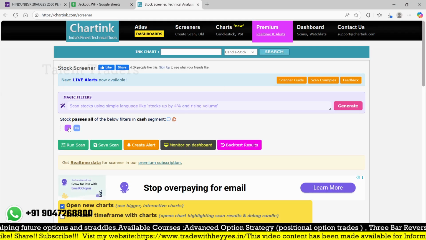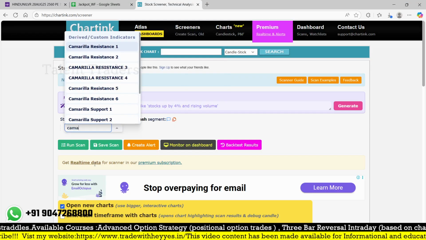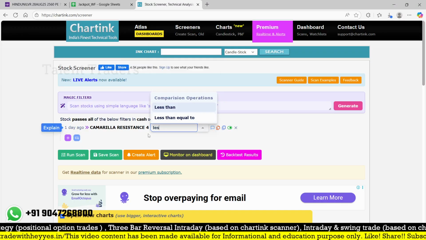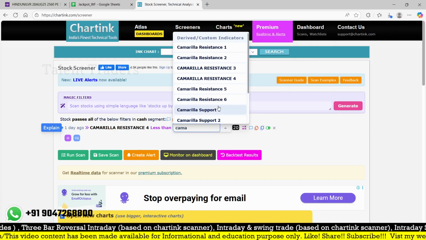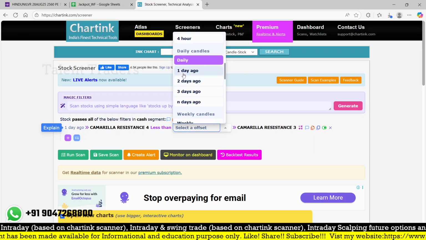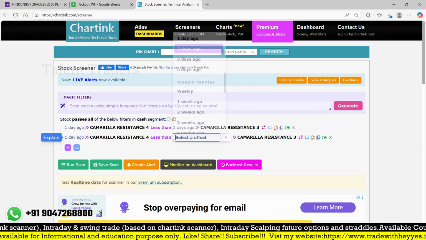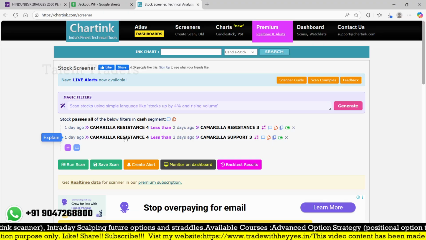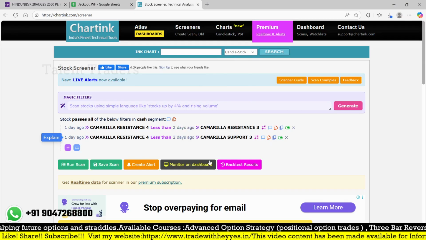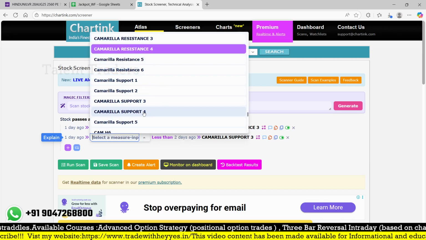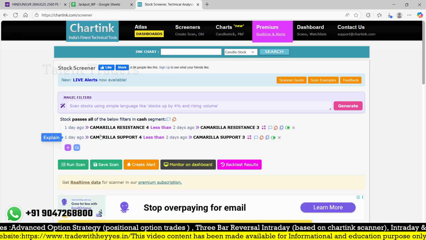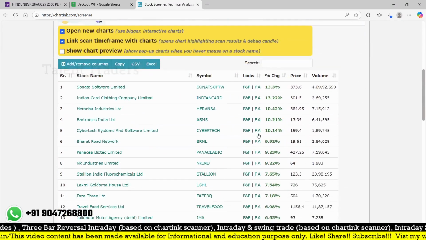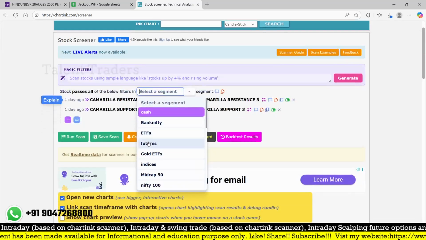So how do I find it? For example, Camarilla R4, 1 day ago, must be less than Camarilla R3, 2 days ago. Let me copy this here. Support 3. There you go, Camarilla support 4. Let me check. This is purely on an equity chart, so there we can't find options.